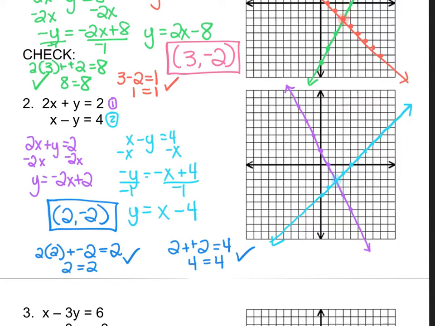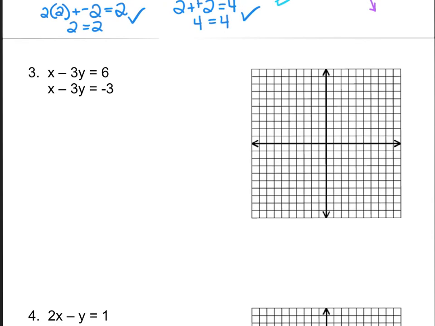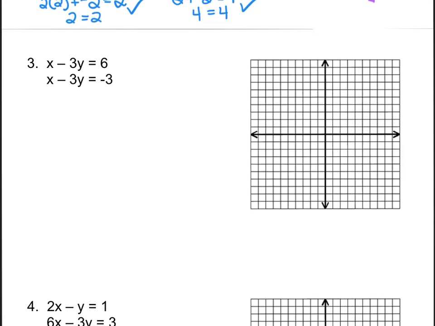So again, they are only going to intersect one time, so that means that they will never have another point in common. Okay, so let's move on and look at number 3.